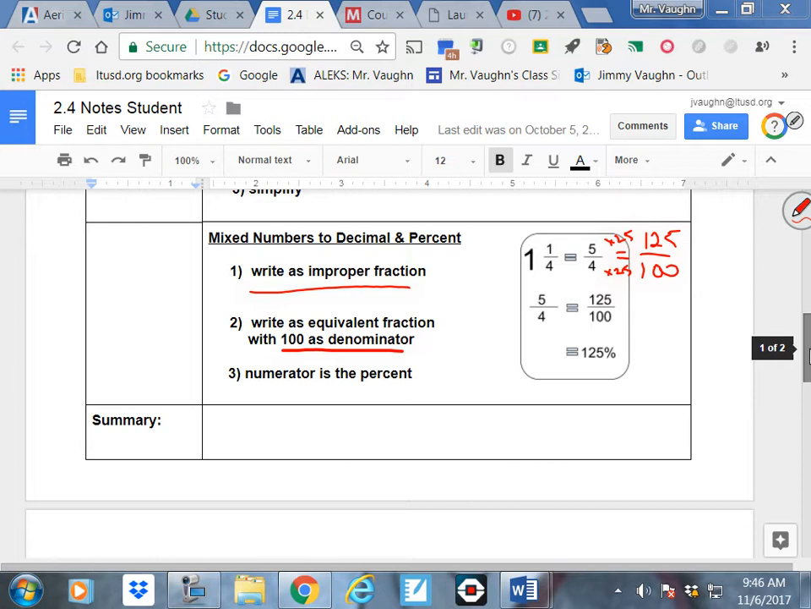And then, percents are per 100. So if it's 125 per 100, that's 125%.